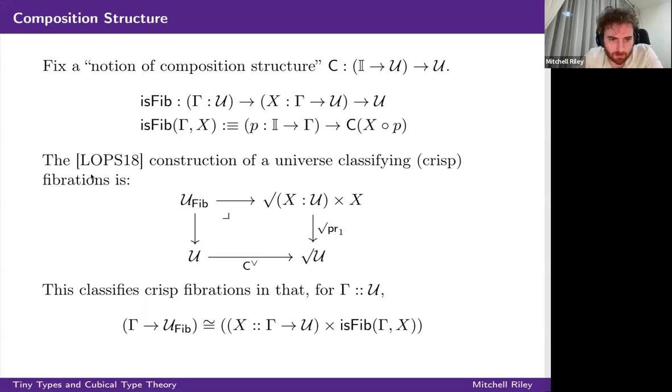So the construction is not going to be really important here, but the point is that the construction that they do classifies crisp fibrations. Their axioms have this flat modality as part of them. They can only really do this when all of the inputs are crisp, which, if you haven't seen it before, is what the double colon means. And what it means is that a map from any type into this universe corresponds to a type family which is fibrant in this sense.